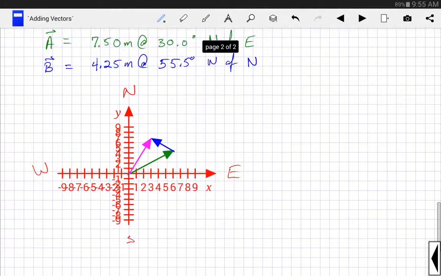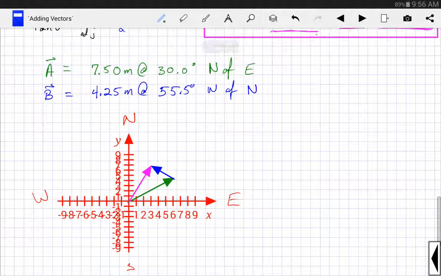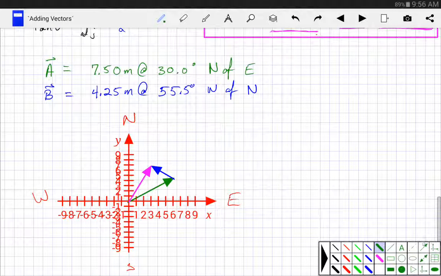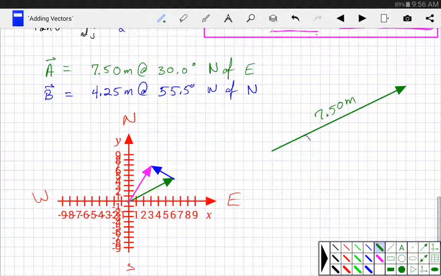So my first vector was 7.50 meters at 30 degrees north of east. So here's my first vector. I want it to be a straight line for some reason. Here's my first vector, just a rough version of it. And now I'm going to put in the values I have. So this is 7.50 meters. This angle here is 30.0 degrees. And now I need to break it into components.